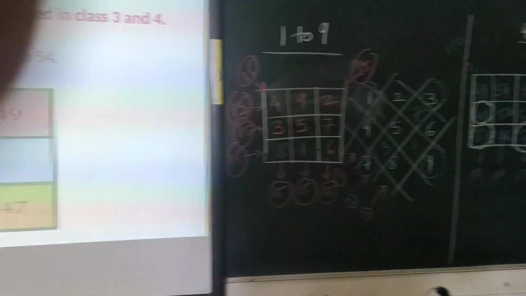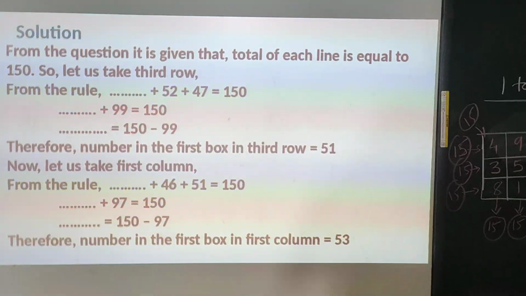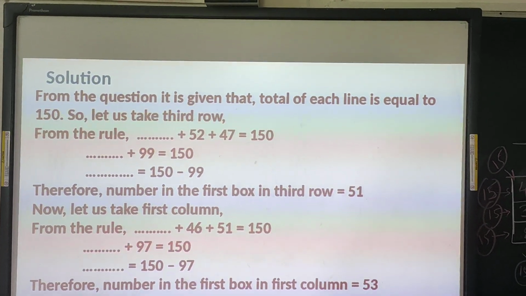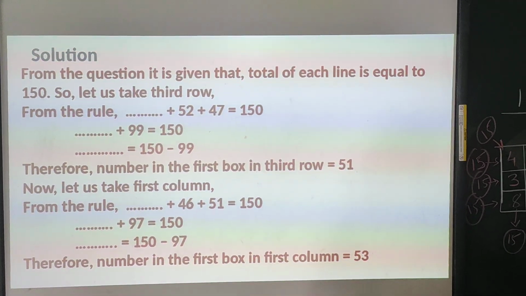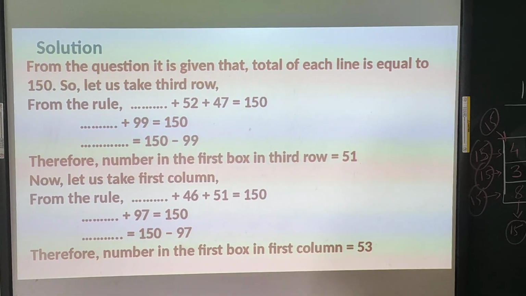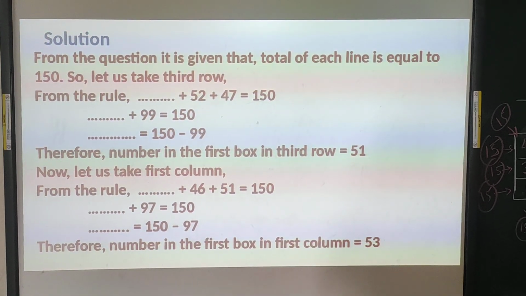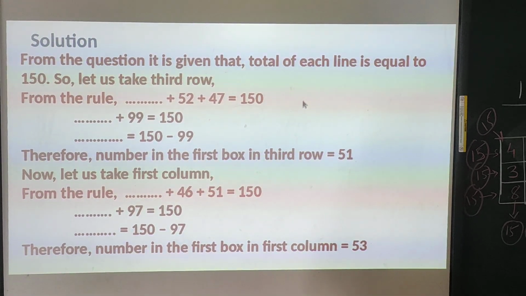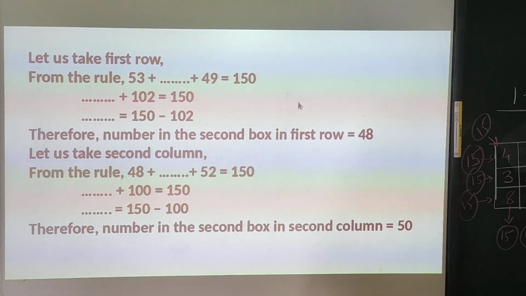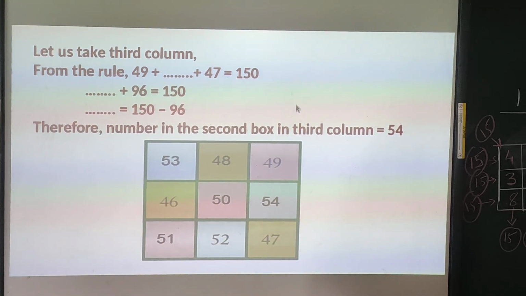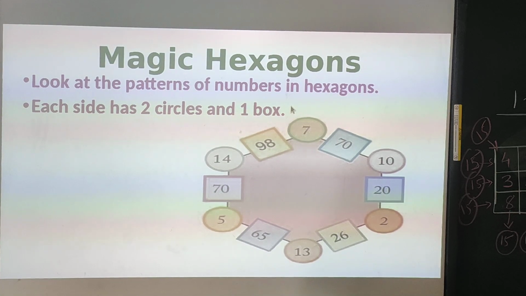See here children. From the question it is given that the total of each line is equal to 150. So let's take the third row. Like this you can solve. To explain to you I have done this, but this is the very good method which I have shown you on the board. It is a trick to solve instead of doing all this. Now see, this is the answer as I have shown you. Now see the magic hexagons.